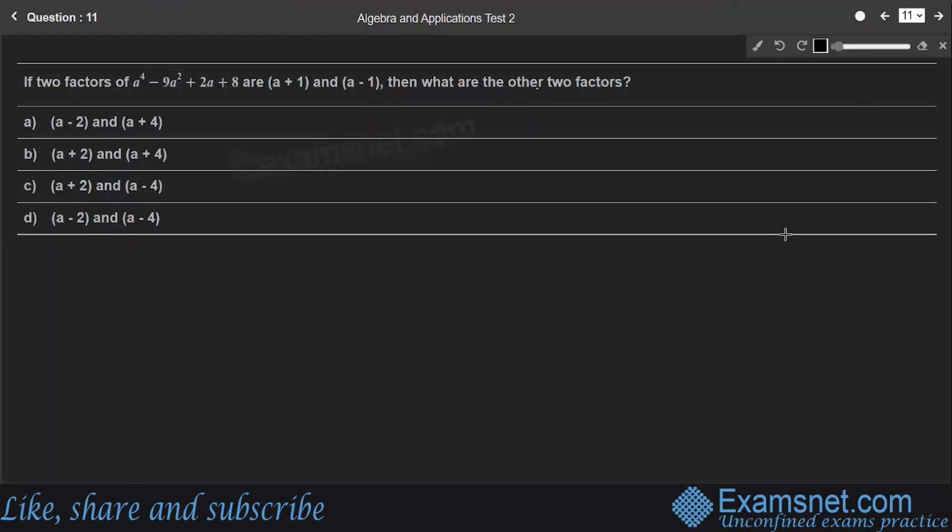Question 11. If two factors of a raised to 4 minus 9a square plus 2a plus 8 are a plus 1 and a minus 1, then what are the other two factors? Here, two factors of an expression are given, right? That means a raised to 4 minus 9a square plus 2a plus 8 is expressed as a product of its factors. So two factors are a plus 1 and a minus 1.